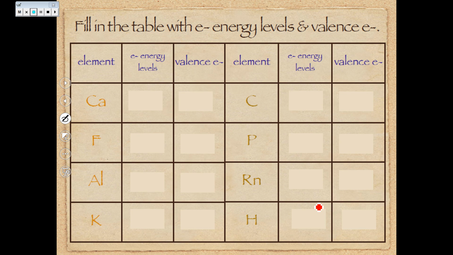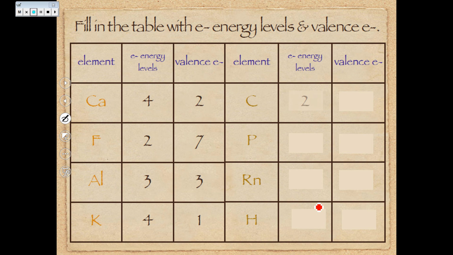Fill in the table with energy levels and valence electrons. You can press pause to give yourself a second to test it on your own. Calcium has 4 energy levels, 2 valence electrons. Fluorine, 2 energy levels, 7 valence electrons. Aluminum, 3 energy levels, 3 valence electrons. Potassium, 4 energy levels, 1 valence electron.